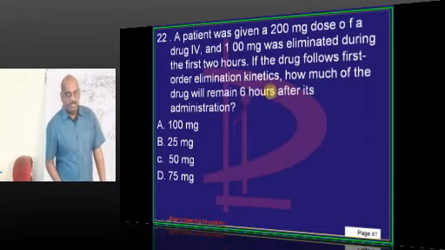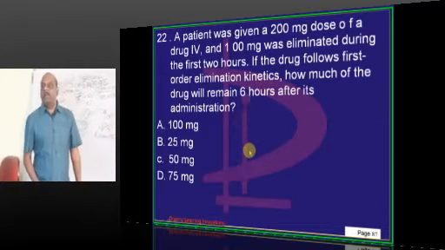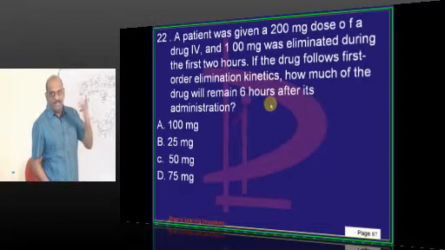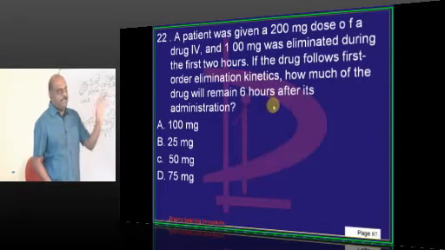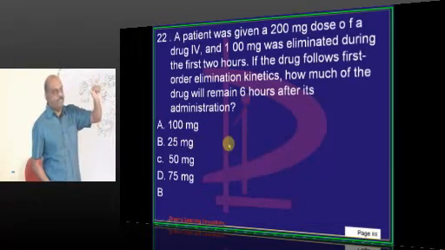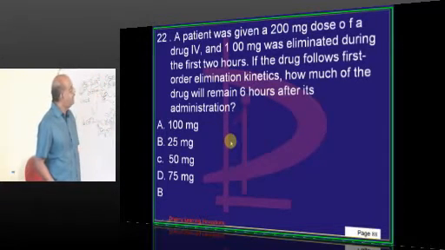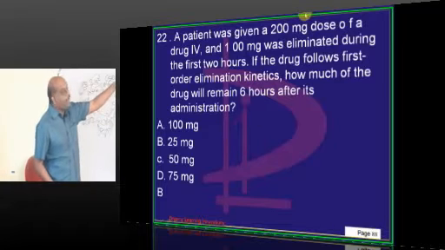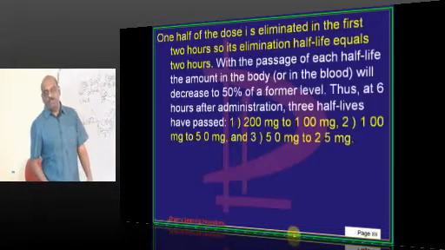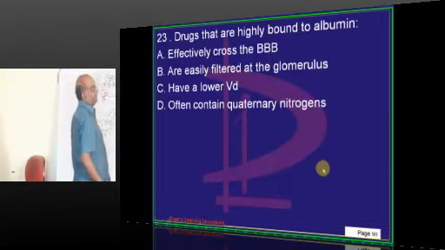2 hours. So it is following first order kinetics. How many half-lives have passed in 6 hours? 3 half-lives. 100 became 50, 50 became 25, 25 became 12.5. So 200 is there. No, 200 became 100, 100 became 50, 50 became 25. So that's the reason it becomes 25.